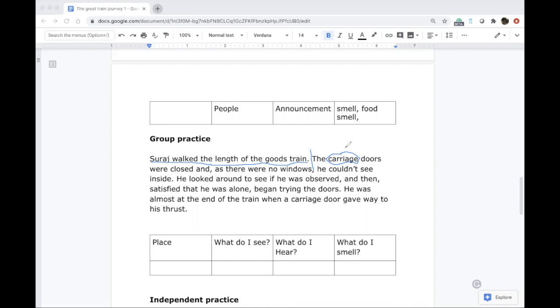Carriage means the boxes. Yes, the carriage. Okay, continue. The carriage doors were closed and there were no windows. Yes, very good. Can anyone tell me what does carriage refer to? What do you think carriage is in this sentence? In a carriage we can take stones, luggage.